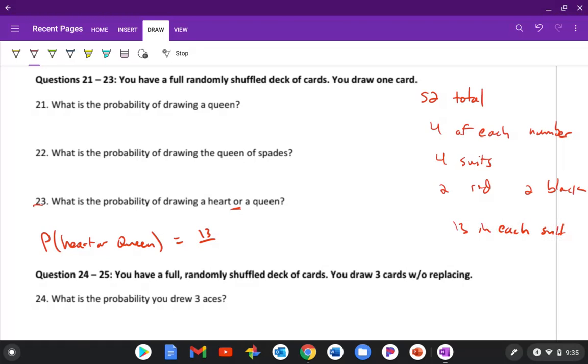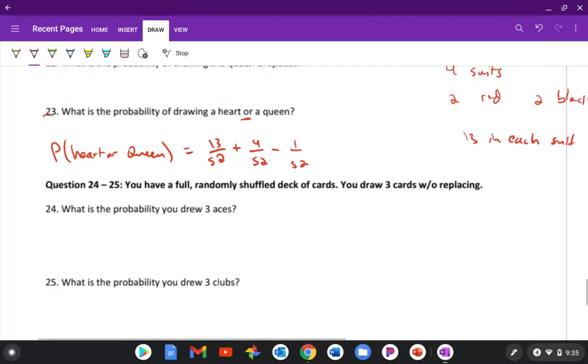So there's 13 hearts out of 52 total cards. Plus, think about how many queens there are. Well, there's 4 total queens, so plus 4 out of 52. And then you've got to minus any overlap. So think about, are there any cards that are both queens and hearts? And there is one, the queen of hearts. So then you would want to do that. The first two are a little easier than that.